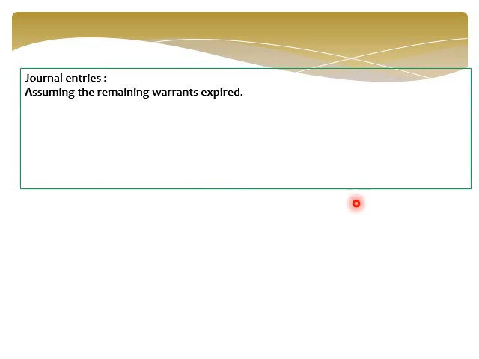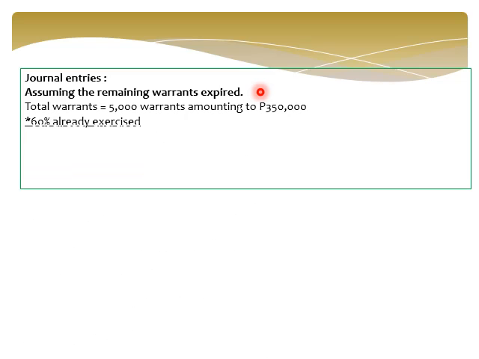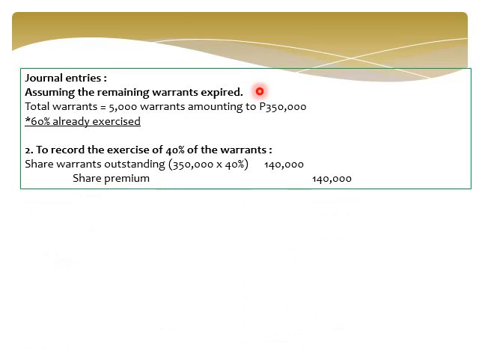Journal entries assuming the remaining warrants expired. 60% na exercise, so assuming 40% yung remaining warrants nag-expire na nung journal entry natin. Okay, di ba yung total warrants natin is 350,000 yung na-compute natin kanina. 60% already exercise, so meron pang 40% na remaining, so nag-expired na.